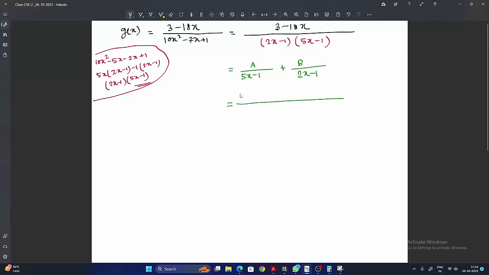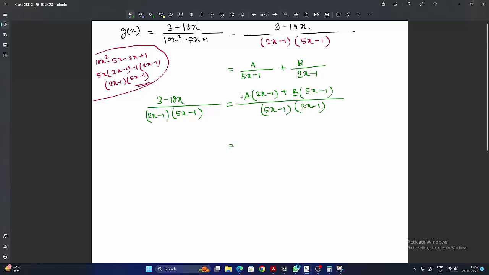So it will be this (3 − 18x) over (2x − 1)(5x − 1) term, now that a by that and b by that term. So again you will take that LCM, (5x − 1)(2x − 1). So it will be a into (2x − 1) plus b into (5x − 1).